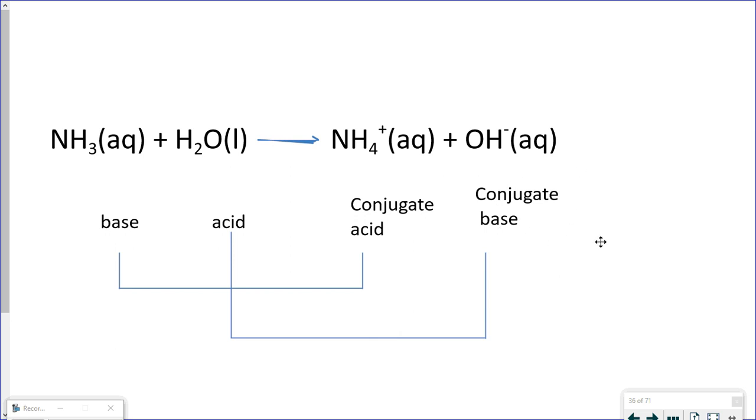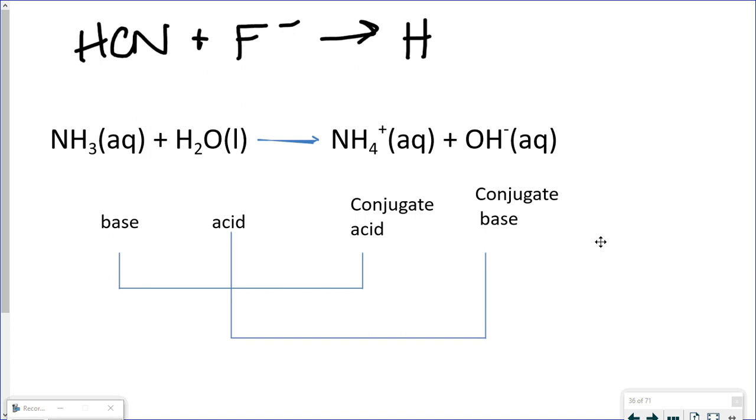We can also do this with a whole series of other reactions as well. So for example, we might have HCN and let's do F negative, producing HF and CN negative. If we have that reaction, we'd want to pair up and see what's our acid, base, and conjugate base.